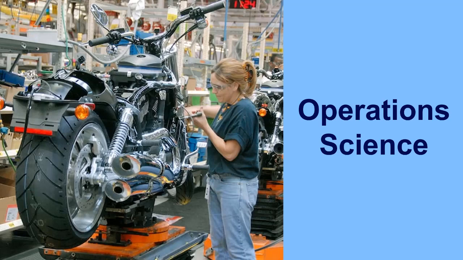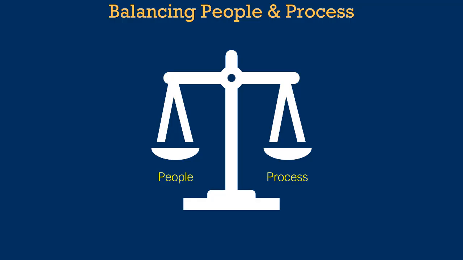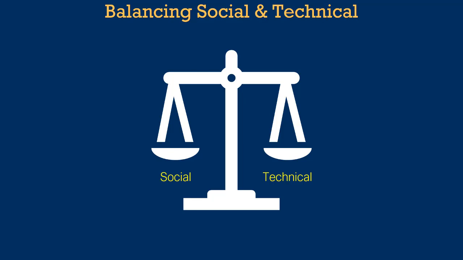So this is what we mean by operations science. John Shook, the lean guru, talks about balancing people and process in lean transformations. He also calls it social and technical aspects of the change.